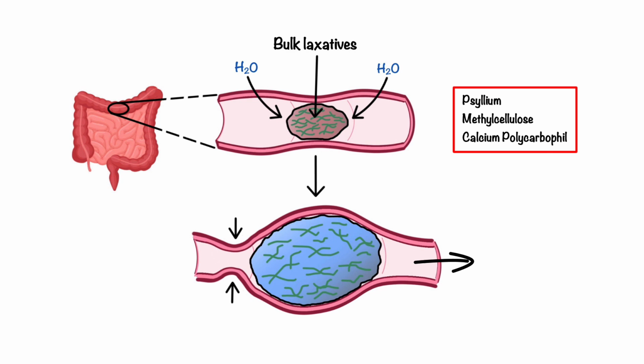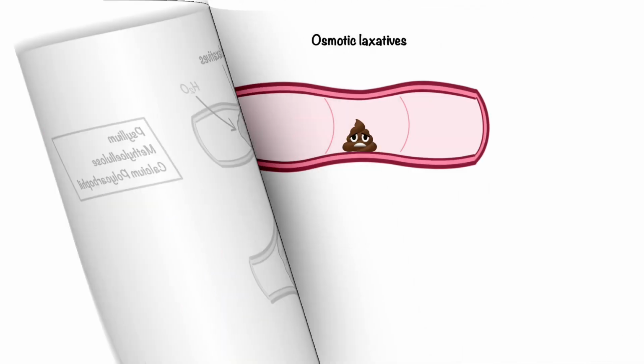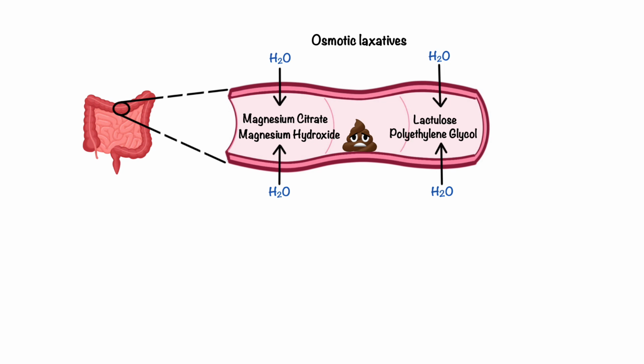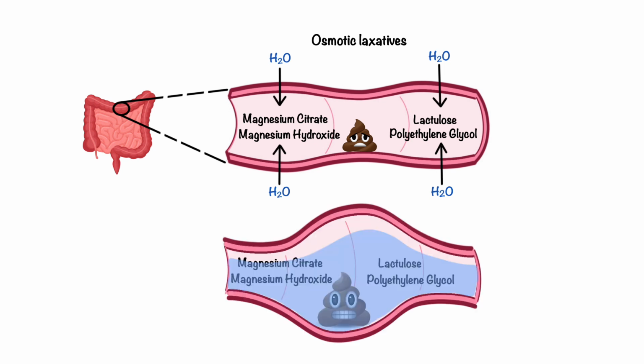Another type of commonly used laxatives are osmotic laxatives. These include non-absorbable but soluble compounds such as magnesium citrate, magnesium hydroxide, lactulose, and polyethylene glycol. Once these agents enter the intestine, the concentration of solutes increases, causing water to pool into the colon through osmosis. The water then increases stool volume and stretches the wall of the bowel, triggering defecation reflex.